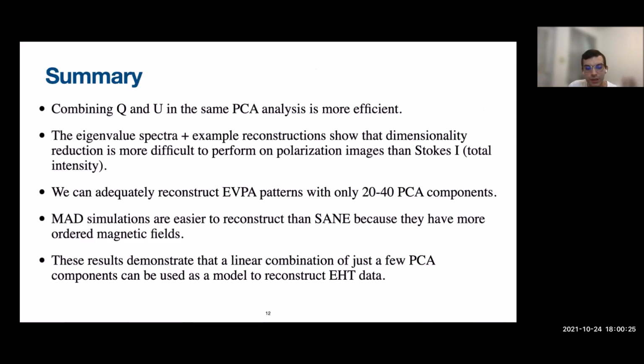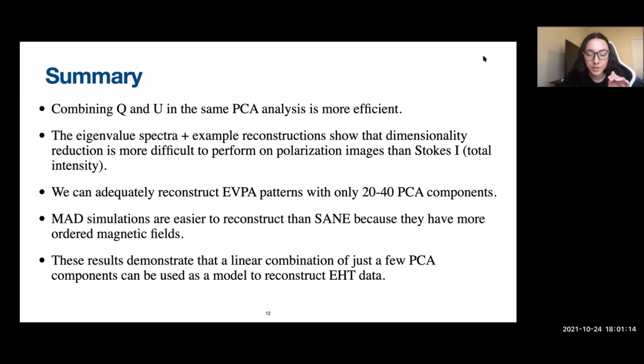So from these results, we demonstrated that a linear combination of just a few PCA components can be used as a potential model to reconstruct EHD data. And so the next step of this project is to try and fit this model to EHD data in order to prove this hypothesis. And thanks for your attention, and that will be all.